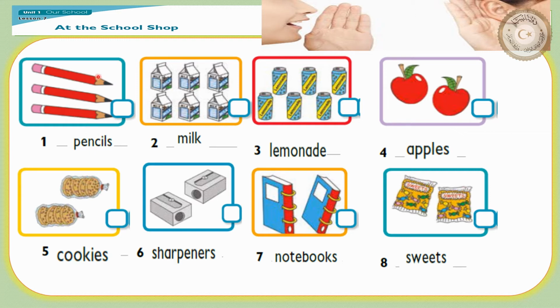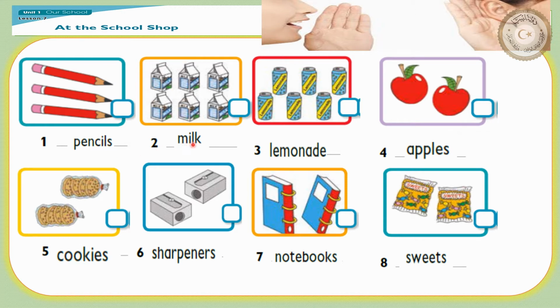How many pencils here? 1, 2, 3. One pencil, but 2 pencils. 2 pencils and 3 pencils. Why do we write S here? Because they are more than 1. If we have 1 pencil, we say 1 pencil or a pencil, but 3 pencils.